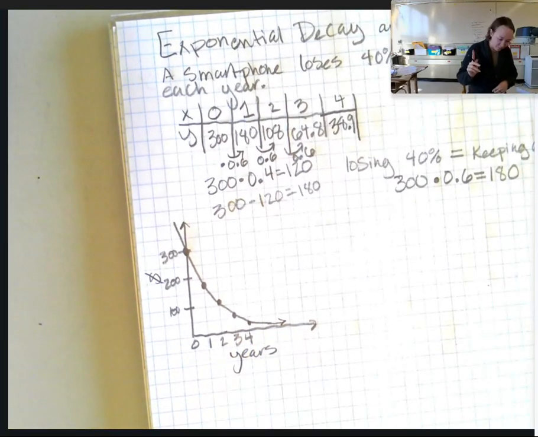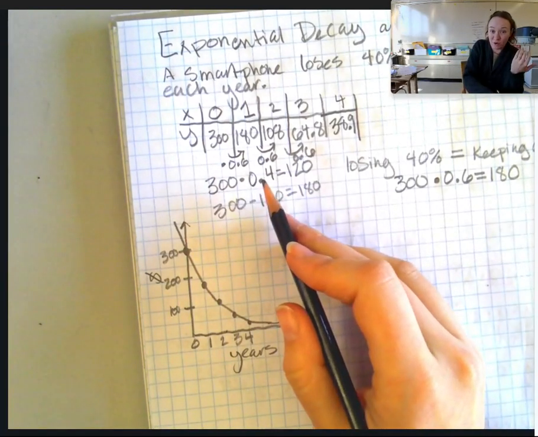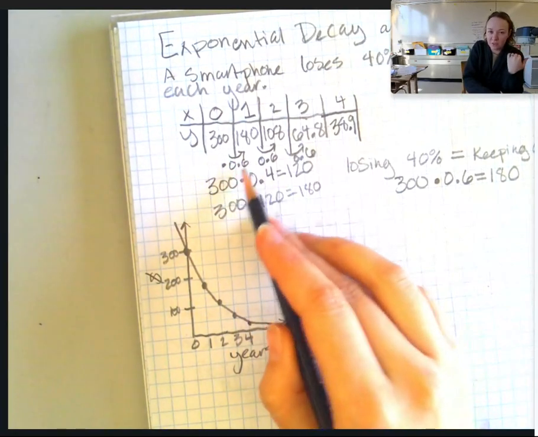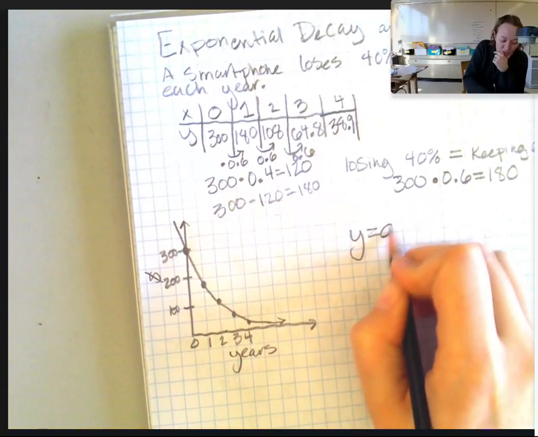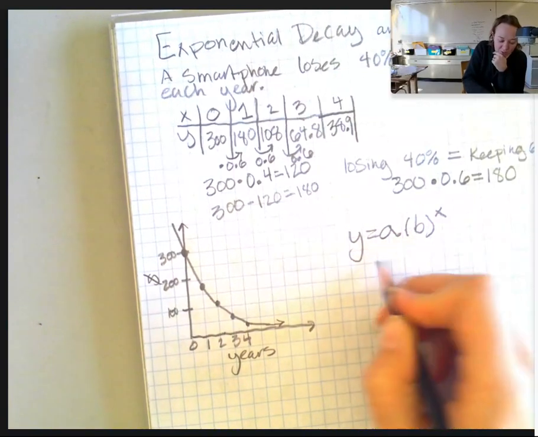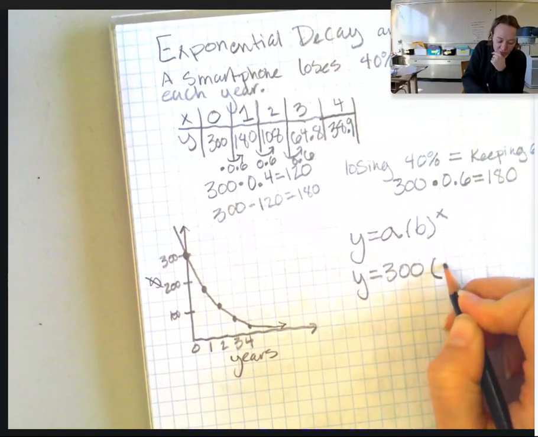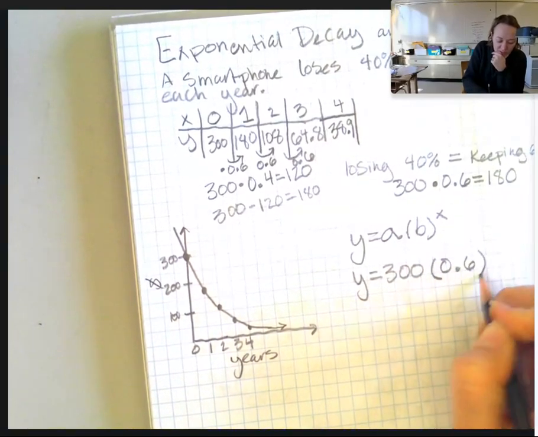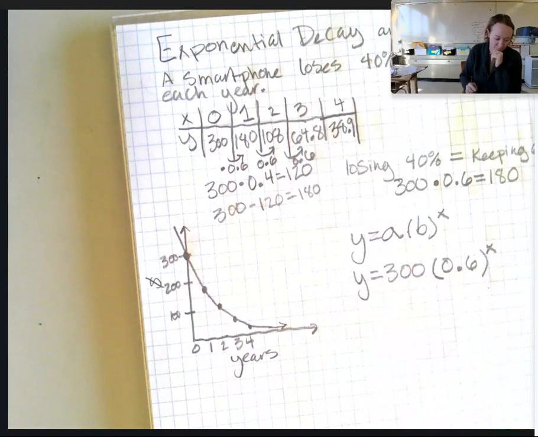All right, now we need an equation. So we learned how to write equations. It's the same format. It's just coming up with that multiplier is a little bit trickier, but we already did that part. So our equation, we always do A times B to the power of X. So in this context, 300 is our starting value, and then 0.6 is the B, because that is our growth.